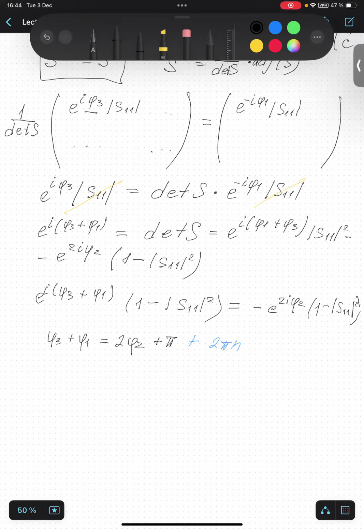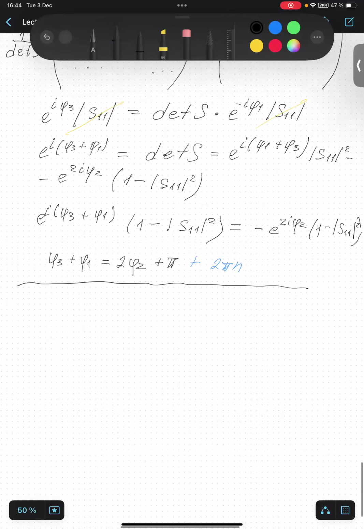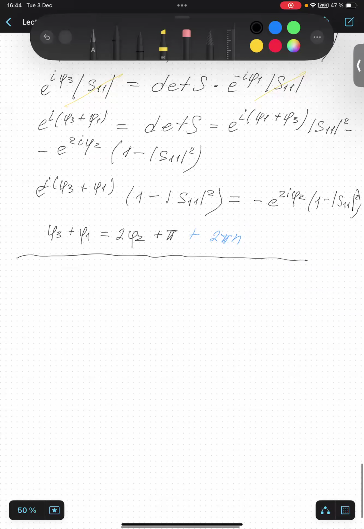And what can we do next? We can consider some examples. For example, firstly, let's calculate the S matrix for some empty space, so for vacuum. So you have some space here, from 0 to L.